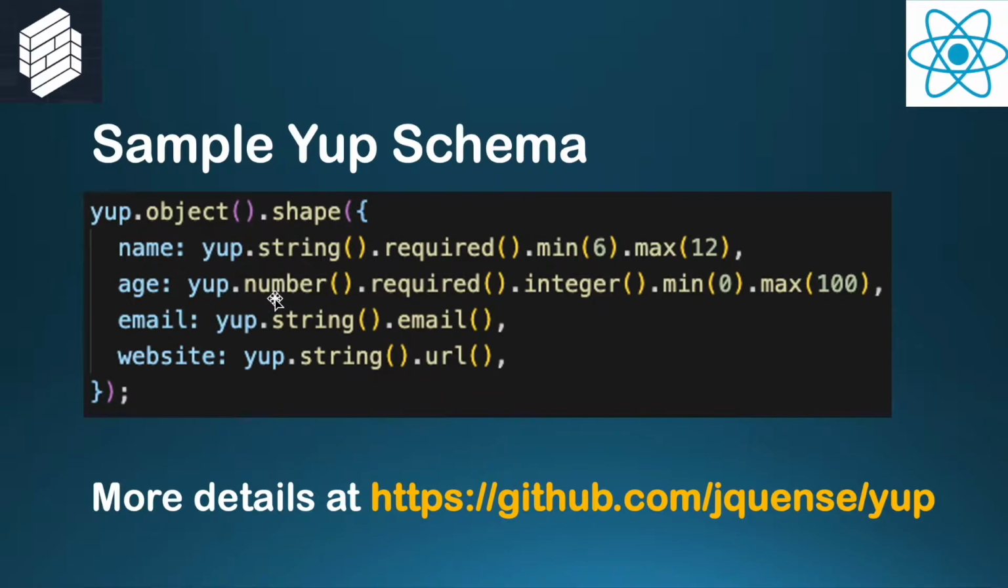Similarly, on age, what are we saying? It's a number, it is required, it is an integer. The minimum value is 0 and the maximum value is 100. So these are the 5 validations that we want on age: number, required, integer, min 0, max 100. Email is a string and it's of type email, so it will validate whether it's a valid email address or not. And similarly for website, we have defined it as yup.string().url(). So it's a string and it has the format of a URL. These are some of the examples that Yup supports.